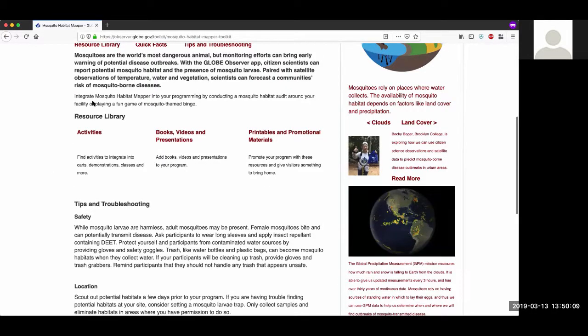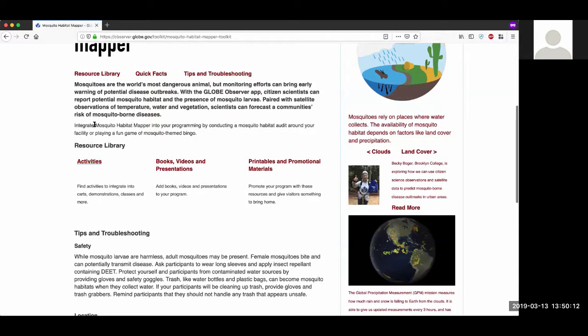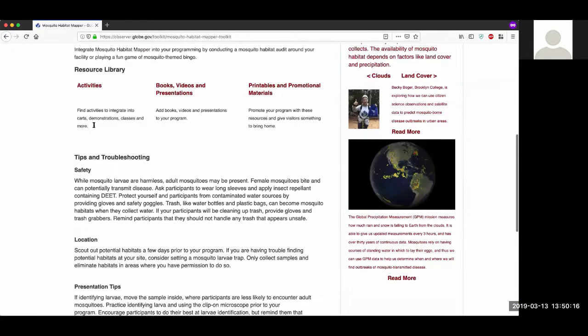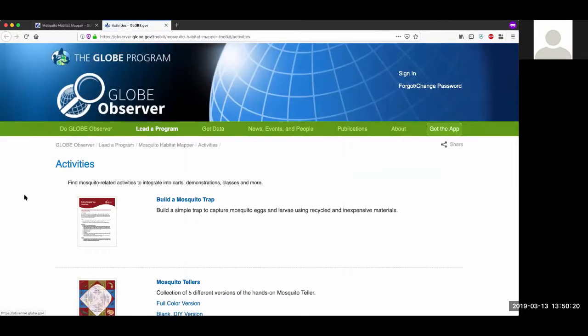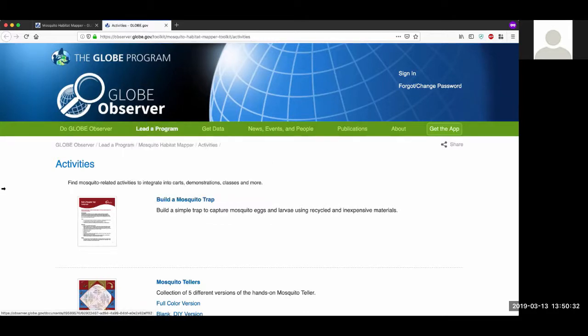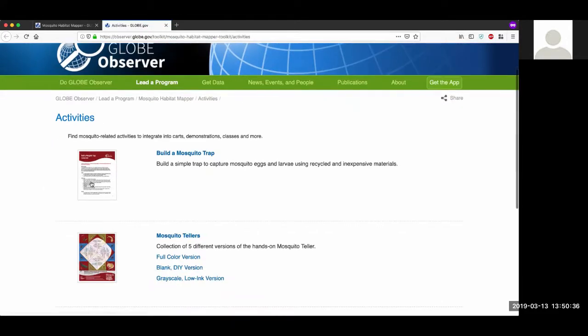pull off a successful event. So you'll find a lot of materials and presentation tips. And there's also a few different pages of a resource library. So here, again, just through its lead a program, Mosquito Habitat Mapper, and then we've got different collections of resources for you. So in the activities section, here is the Build a Mosquito Trap that Dorian just walked everyone through.